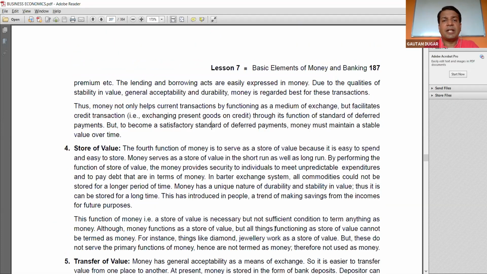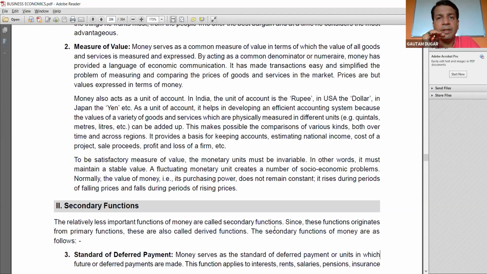Secondary functions, we know, include the standard of deferred payment. Standard of deferred payment means payments which can be deferred to a future point of time. Suppose I take a loan from you of 10 lakh rupees as of now. At the end of the year, I will have to repay you 10 lakh. Interest is something different. The interest component which I'll have to pay you is separate. But for 10 lakh today, I'll have to repay you 10 lakh later on.